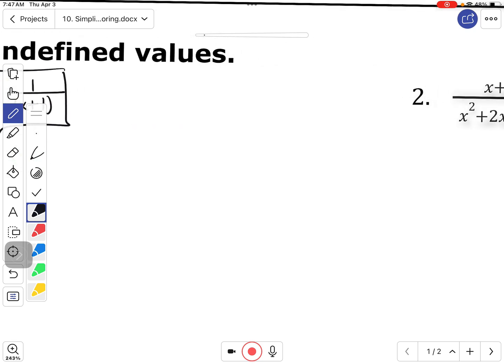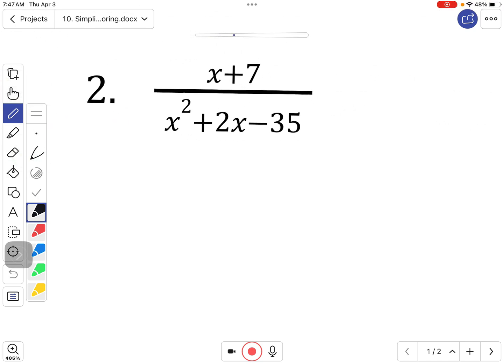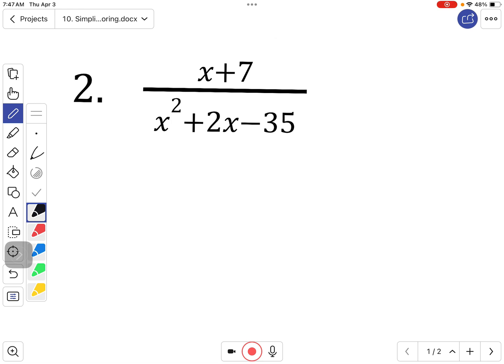Let's try number 2. Okay, again, I'm looking for anything with an x squared. The top has x plus 7, so I don't have to do anything with that, but the bottom does have an x squared. So I'm going to go ahead and make that x. I'm going to take my c times my a, so negative 35 times 1, and I get negative 35. And then my b goes on my bottom, so I'm going to put a 2 on the bottom. Two numbers that multiply to negative 35, but would add or subtract to 2, would be a negative 5 and a 7.